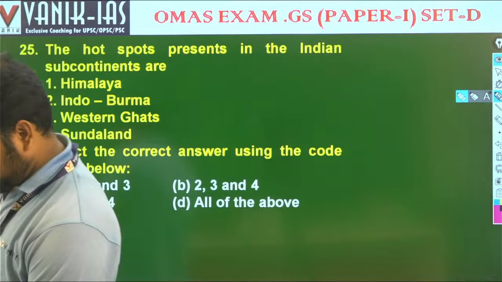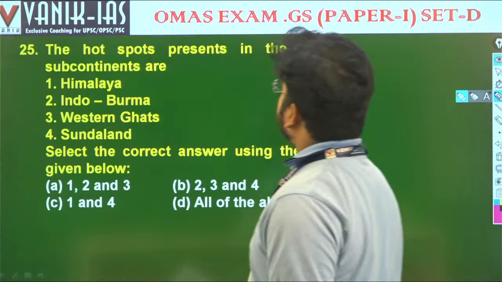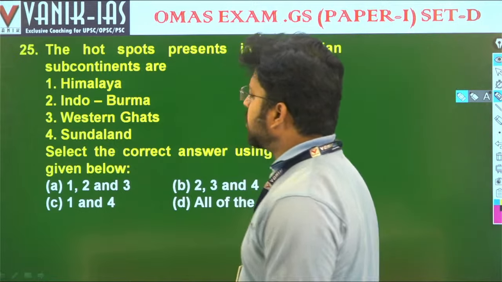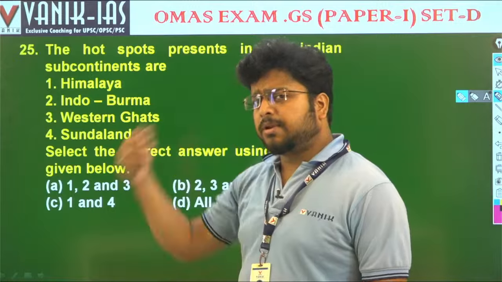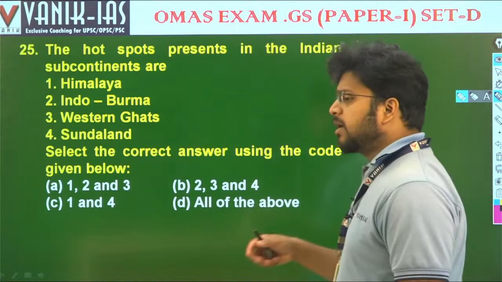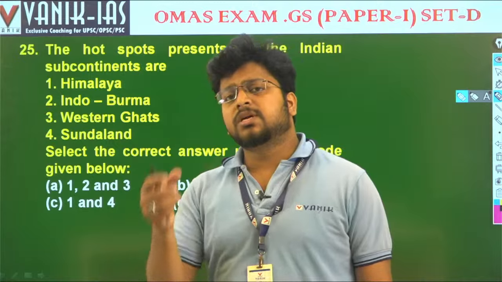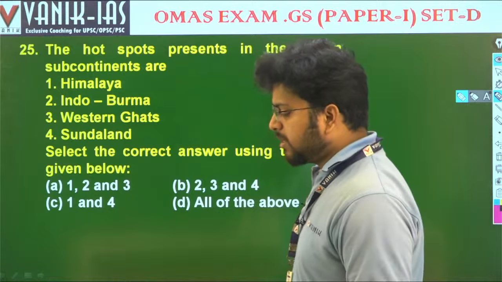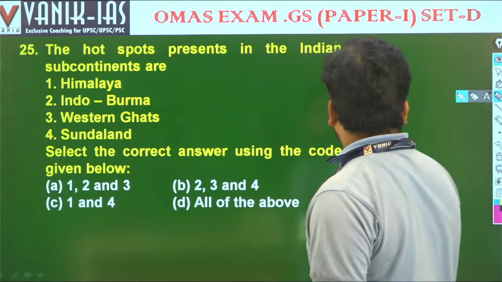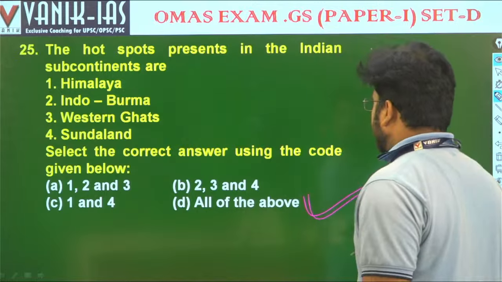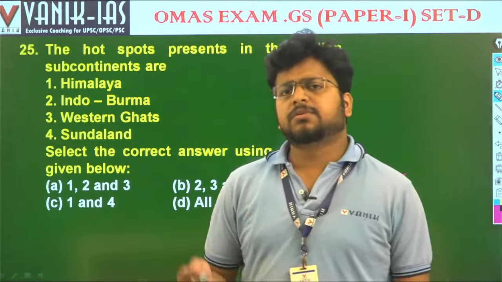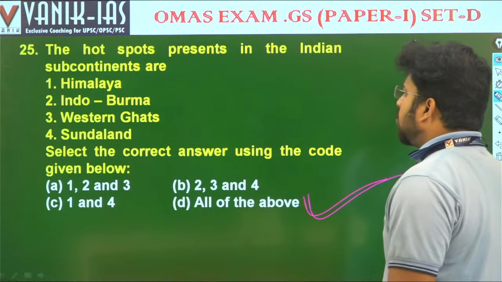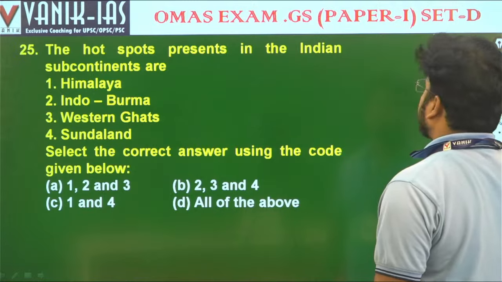The categorization. Next is the hotspots present in the Indian subcontinent: Himalaya, Indo-Burma, Western Ghats, and Sundaland. This question is asked in every exam. Hotspot means where endemic species are seen, meaning certain species are seen only in those areas, with high biodiversity. So all the above statements are right. If you see the previous questions of different PCS examinations, this question is repeated at least 7 or 8 times.